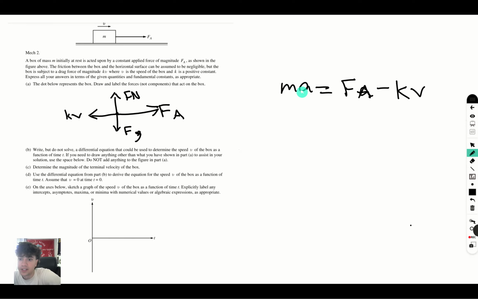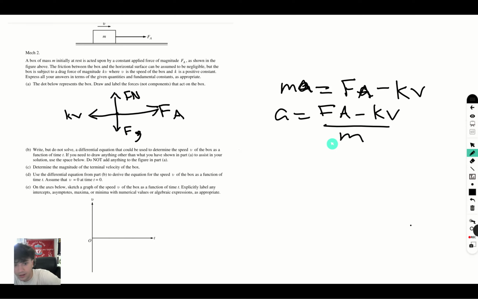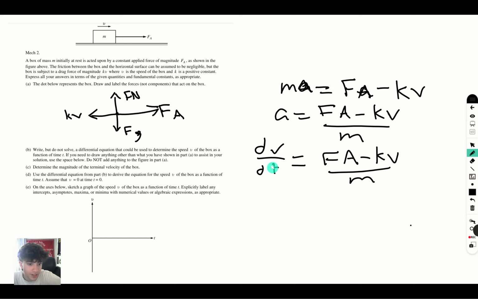And let's get acceleration alone. We'll get a is equal to (Fa minus kv) over m. And in order to make it a differential equation, all you need to do is change a into dv/dt, because that's what acceleration is, change in velocity over change in time. And there you have it. This is our differential equation.